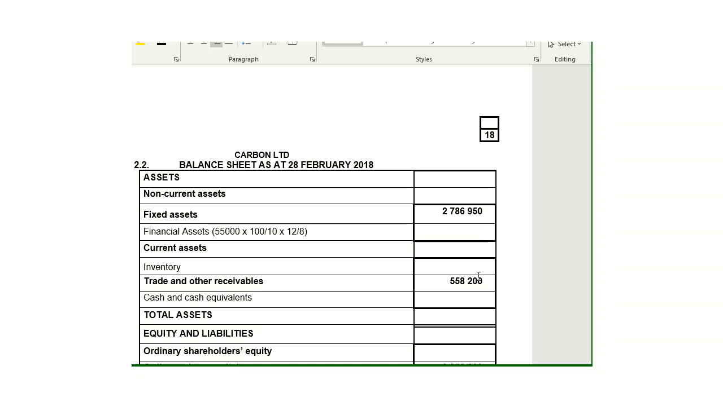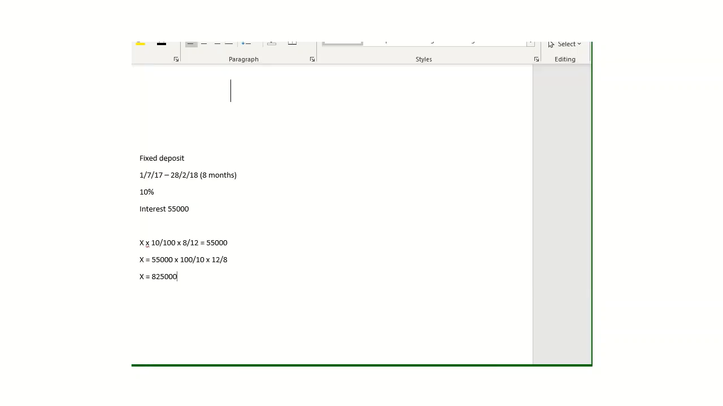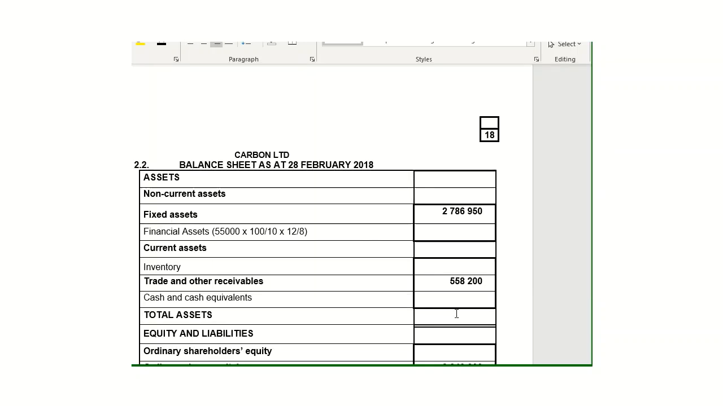It's in a block, so I must add the block and put the total at the top. So 2,786,950 plus 825,000 gives me 3,611,950. So I've done the non-current.